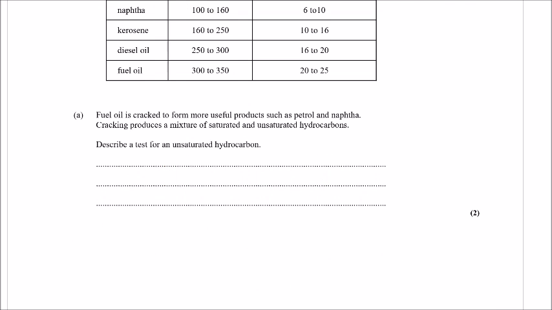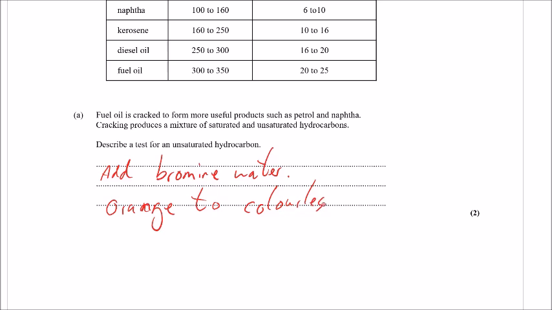Describe a test for unsaturated hydrocarbons. So we are looking for add bromine, and you could say water, but bromine's the important word there, and then you need a color change. So orange to colorless. Remember, not clear, but it should be colorless. You could also say decolorized. That would have been fine. So bromine for 1 mark and the color change for the second.